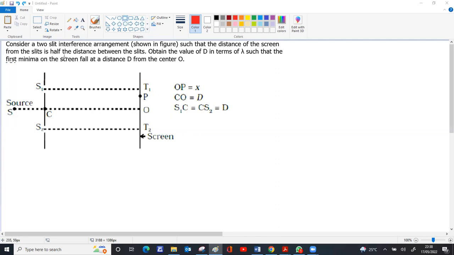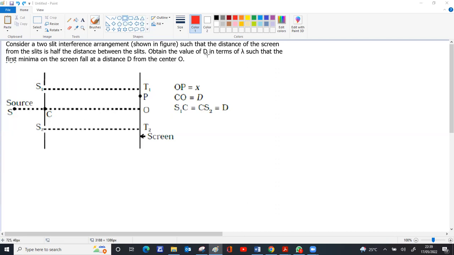Now, it's a double slit experiment. The distance of the screen from the slits is half the distance between the slits. This is the distance between the slits, and half of that will be the distance of the screen. That means this is D and this will be 2D. It's given already.